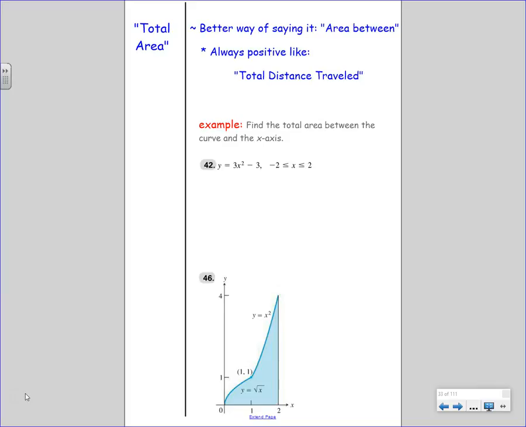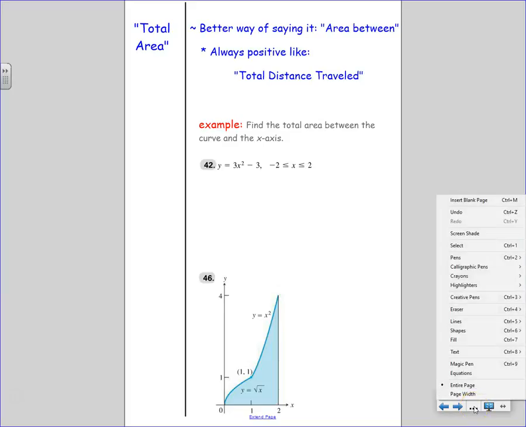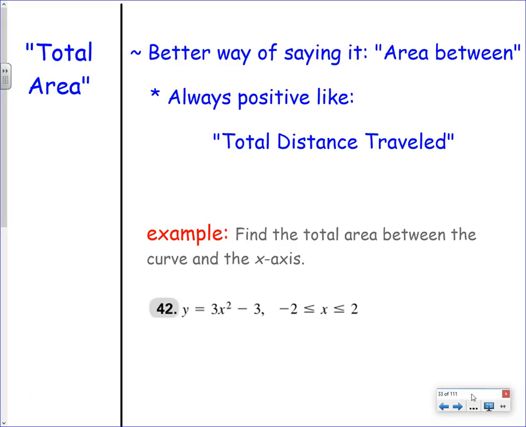But if some of you also thought about splitting up with the above and the below, total area, also think of area between, because as we talked about last year when we were talking about top and bottom, right and left, building up to discs and washers. Area between was always positive as well. But this also gets applied to total distance traveled, which remember as well. So total area is a similar way of saying it, area between, similar to total distance traveled.